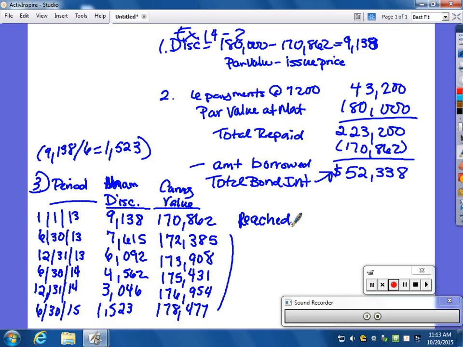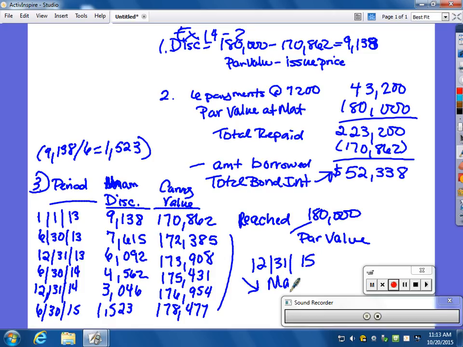Which was also considered what? Par value. And this was by 12/31/15, which was the maturity date. Good. Now you can give yourself a hand clap. Good job on that one.